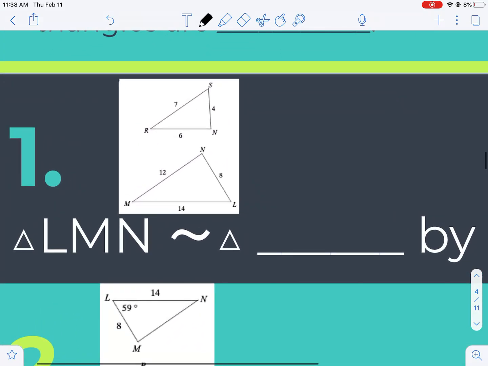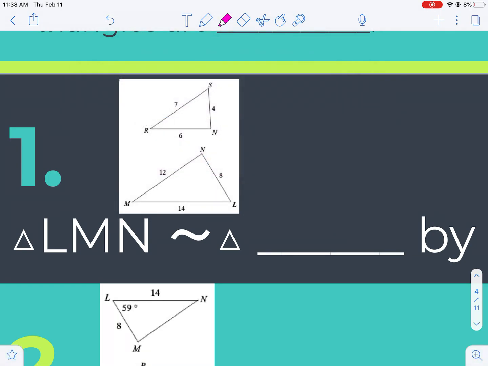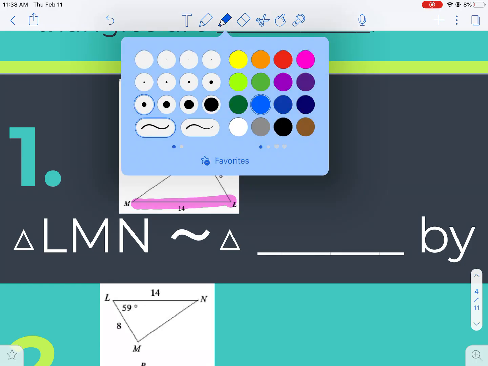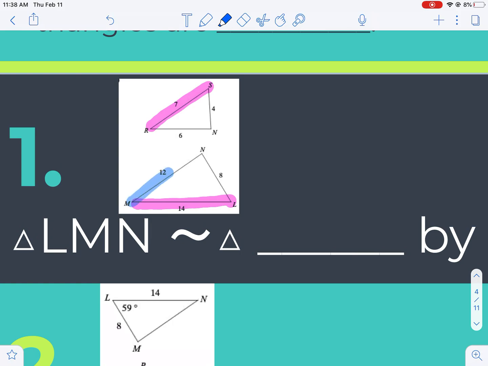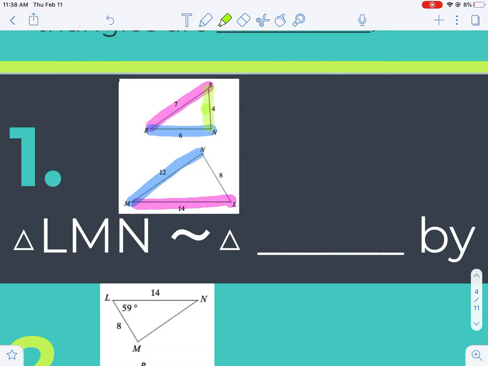We're going to practice this a little bit. I'm going to do some color coding. So I've got L to M is my longest side here. 14 to 7 is half. MN is my medium side here. My medium side here, 12 to 6 is still half, so those are proportional. I'll use yellow and green. My shortest side and my shortest sides are also half. Since all those proportions worked out to be 1/2, I know that these are in fact similar.